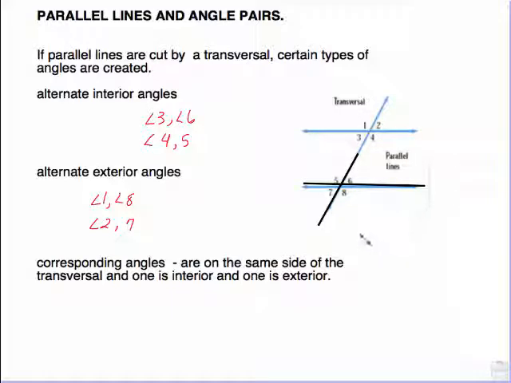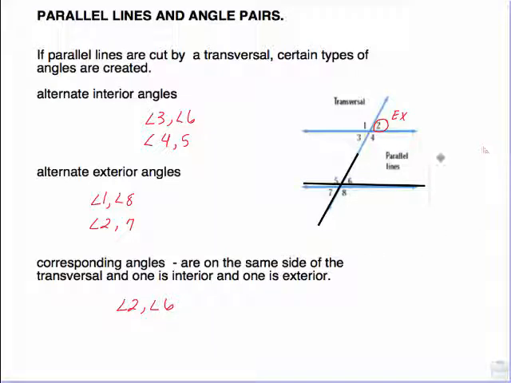Now what's that got to do with the definition? It says they are on the same side of the transversal, and one is interior and one is exterior. Okay, here's 2. If we're talking about being on the same side of the transversal, my only options are 4, 6, and 8. 2 is exterior. Which one is the interior down here? 6. So angle 2 and angle 6 are corresponding angles.